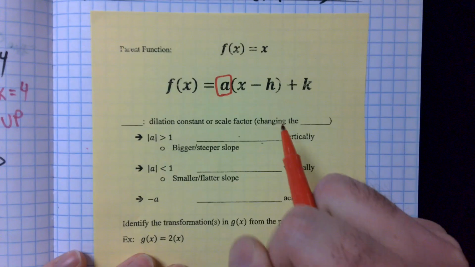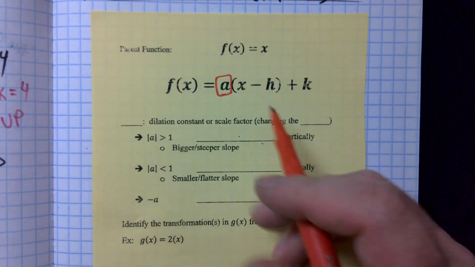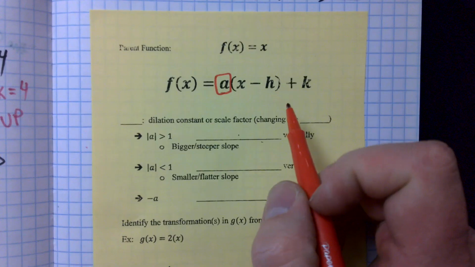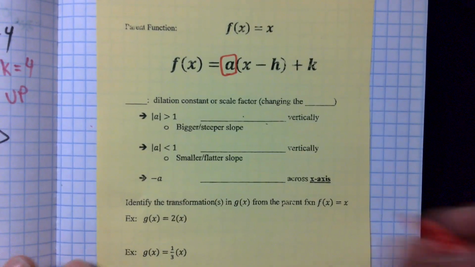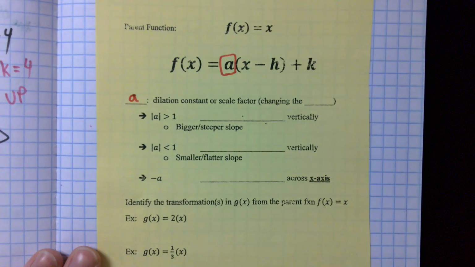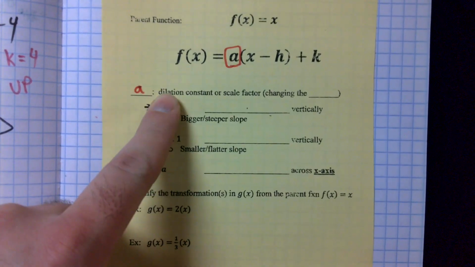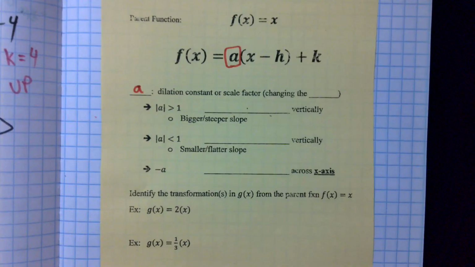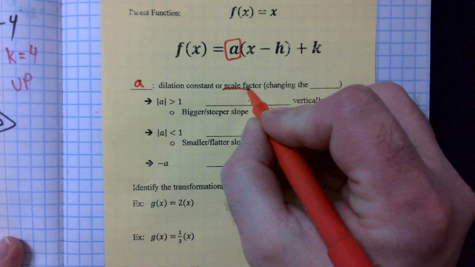My k hanging off on the end, that's my vertical shift, up or down. No opposites here. +2 means I'm shifting up. -2 means I'm shifting down. All right? Now this letter a here, this coefficient, is my dilation constant, also called, hopefully we've heard this term before, a scale factor.